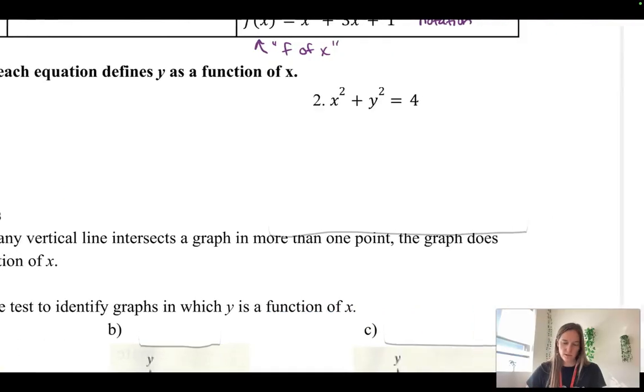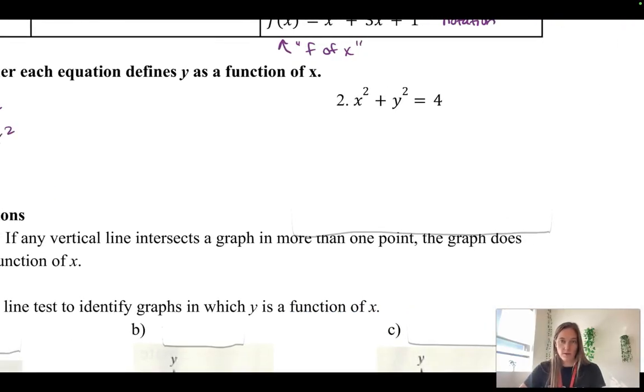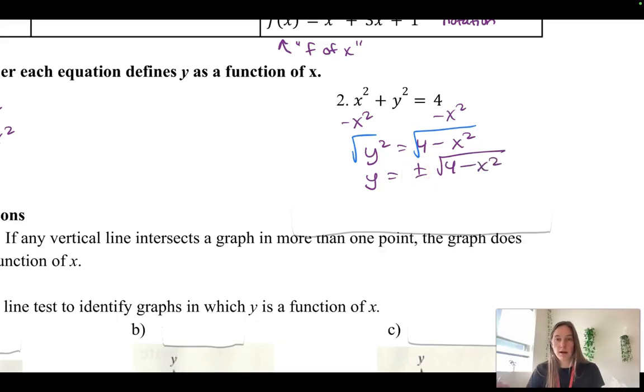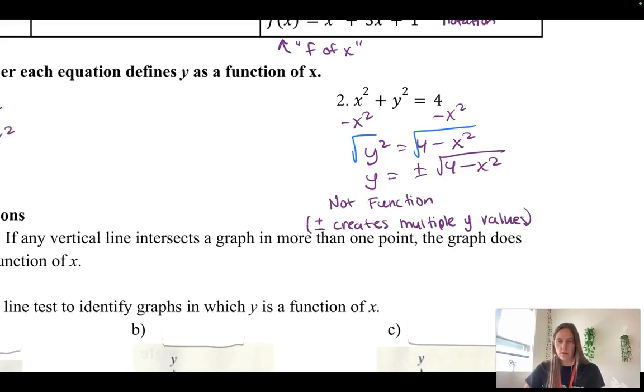So this next one we'll see is not a function. We're going to go ahead and solve it for y. So we subtract over the x squared. And now we square root. So we get y equals plus or minus the square root of 4 minus x squared. Okay, so this plus or minus creates a situation where every x has two different y's, a plus or a minus.